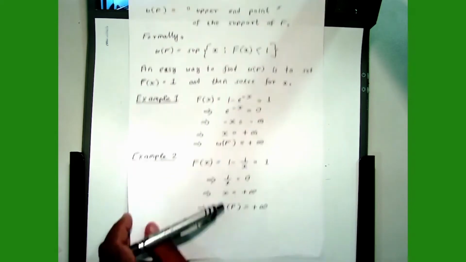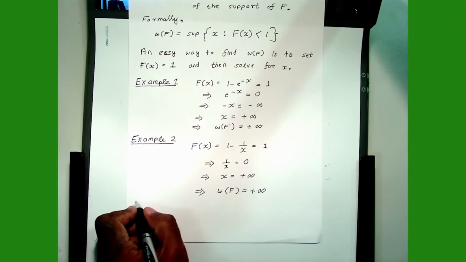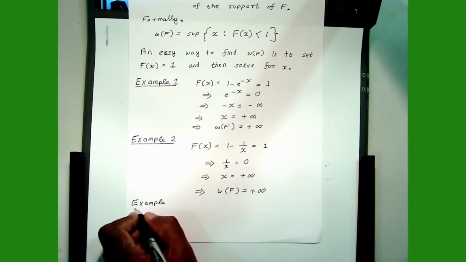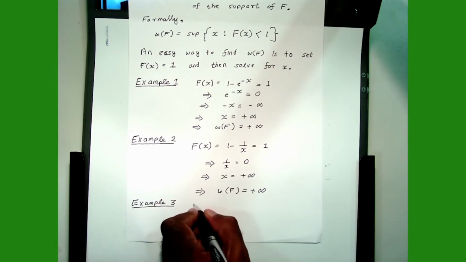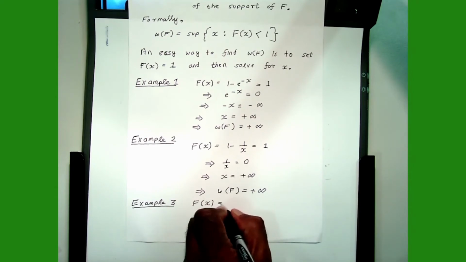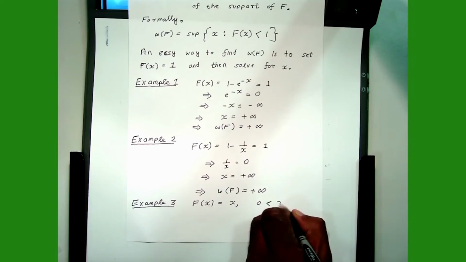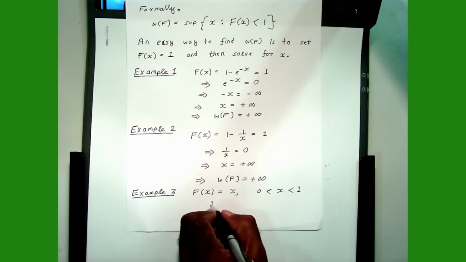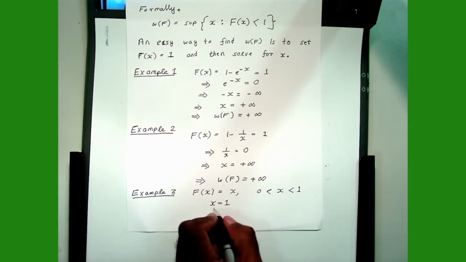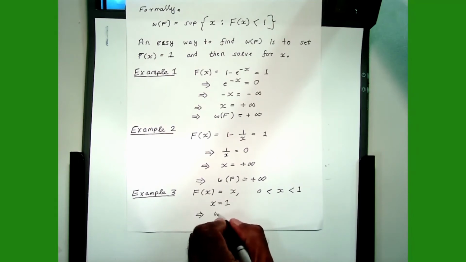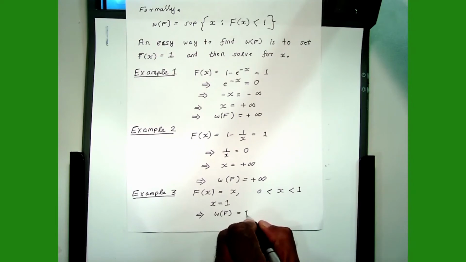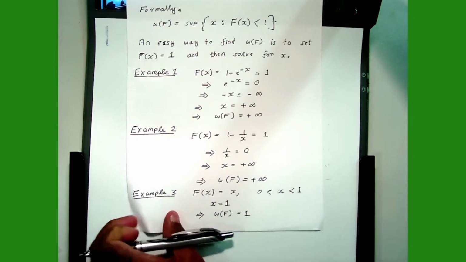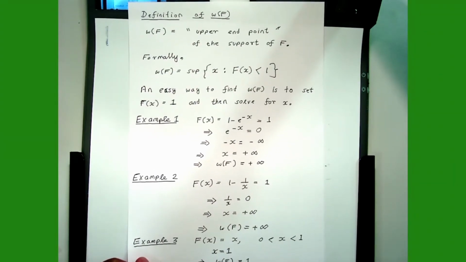A third example, if I have time, is let's do a third example. So here f of x equal to x, which is the uniform distribution. All right. Now to find the w of f, we set x equal to 1. Which implies that w of f must be 1, right? In this case. So these are 3 examples on how to find w of f. Okay.